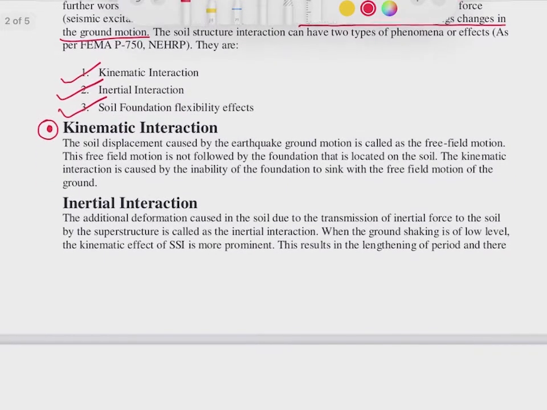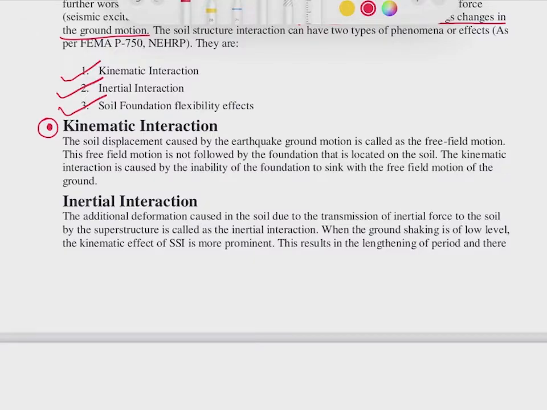In kinematic interaction, soil displacement caused by the earthquake ground motion is called free field motion, as we have understood, and this free field motion is not followed by the foundation that is located on the soil. The kinematic interaction is caused mainly by the inability of the foundation to sink with the free field motion of the ground. So in this interaction, the foundation does not sink with the free field motion of the ground. So this is kinematic interaction between the structure and the soil.